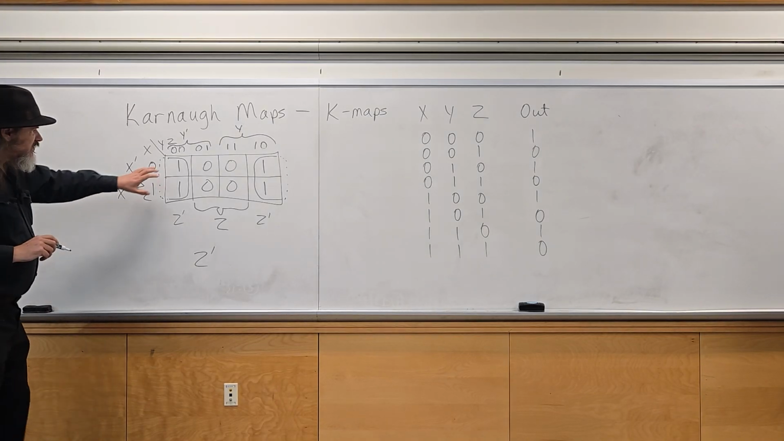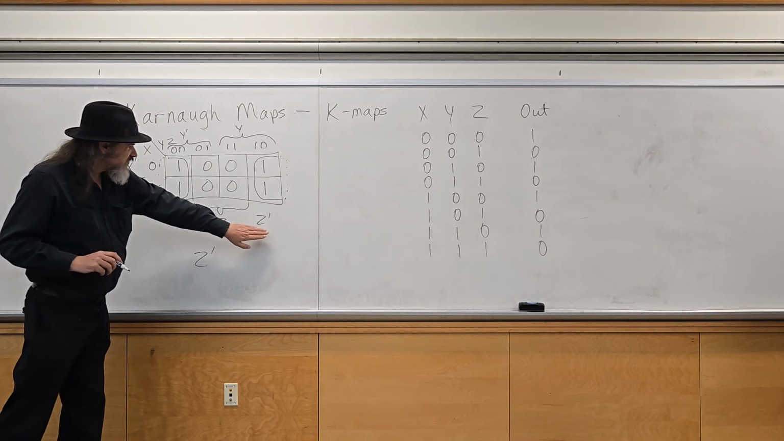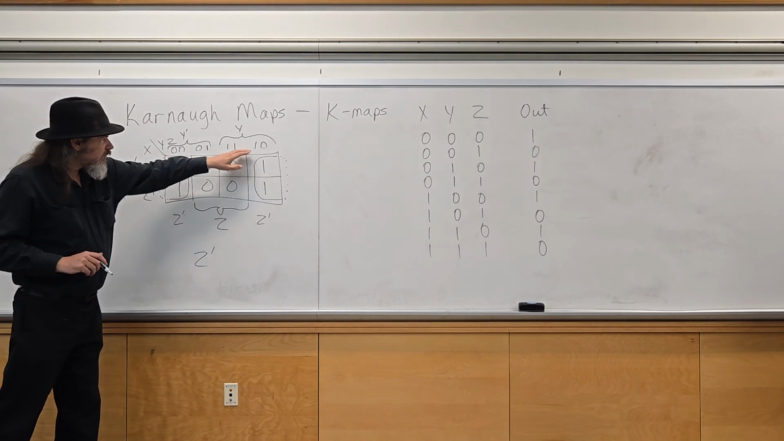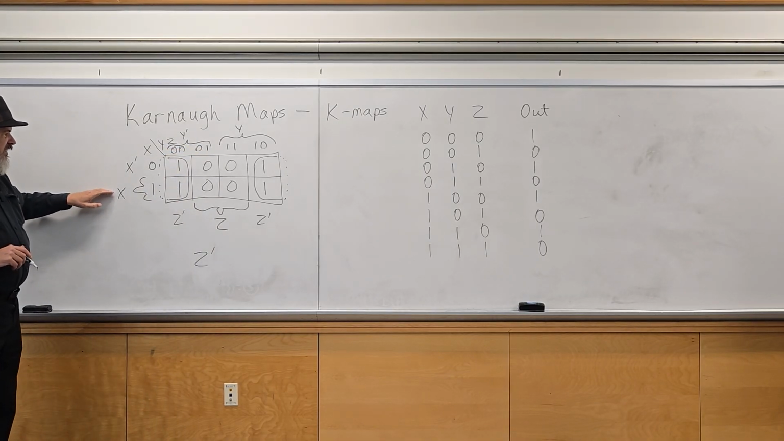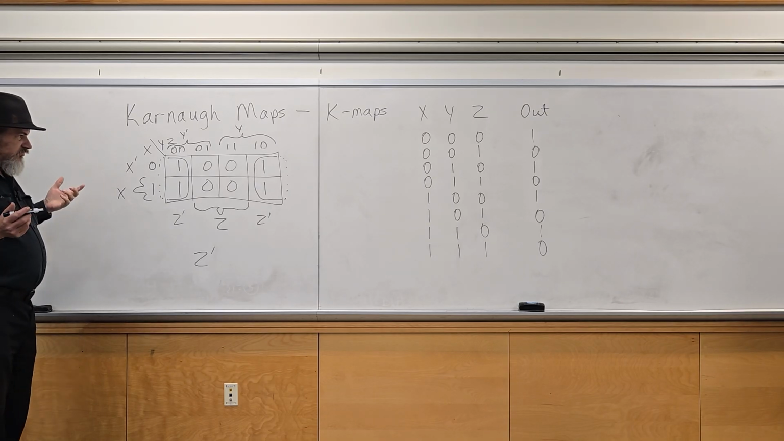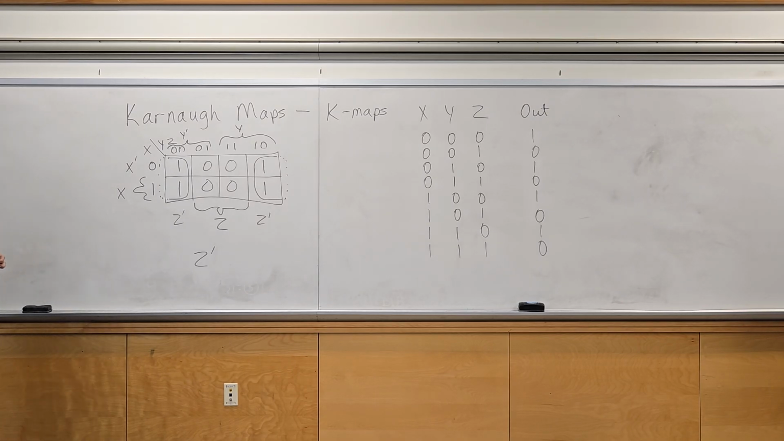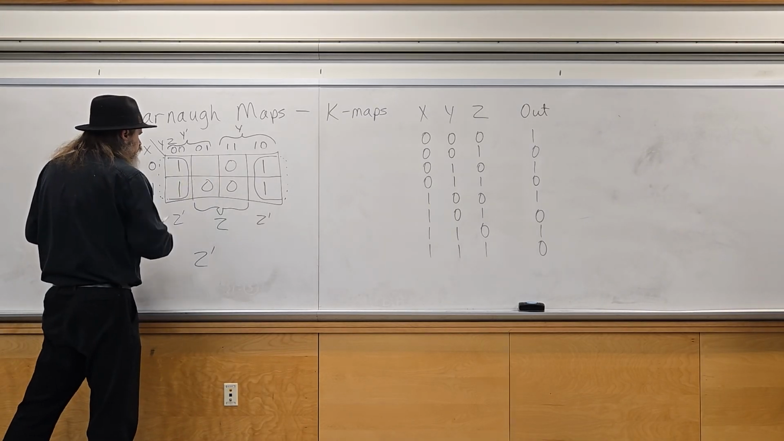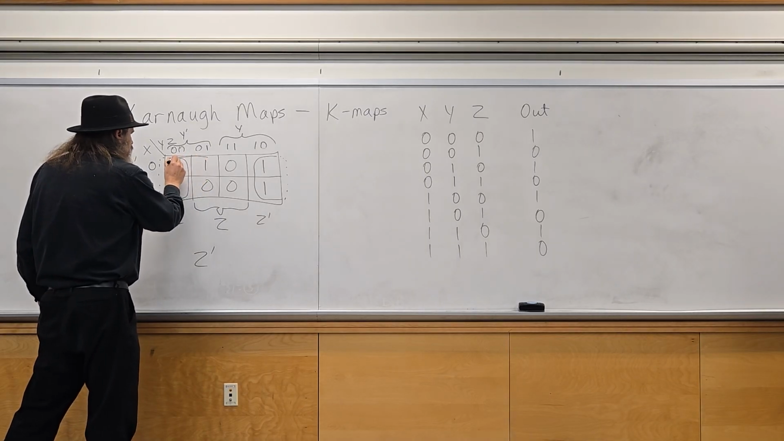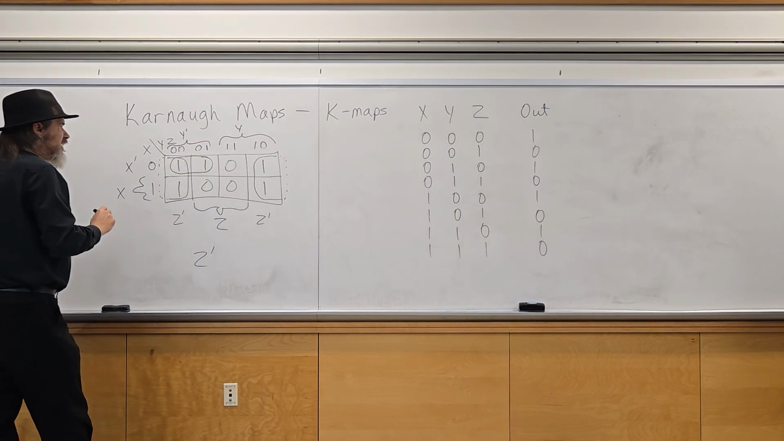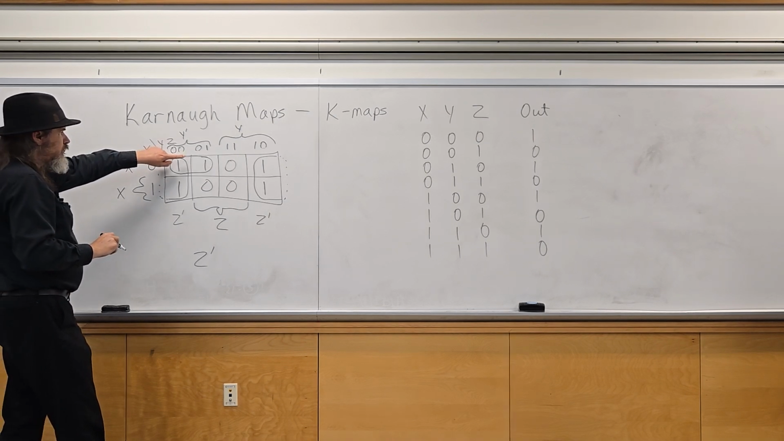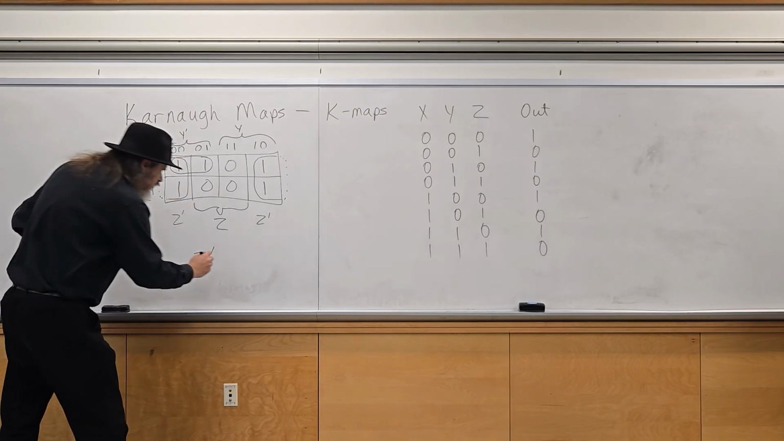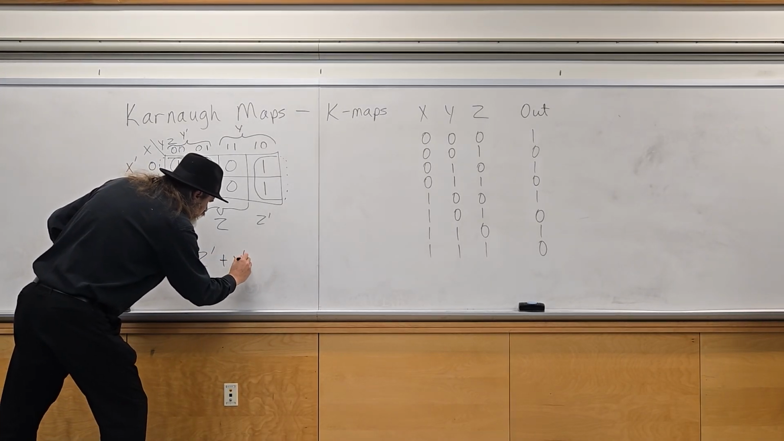As you can see, this group is all in the Z prime. It doesn't matter what Y is, and it doesn't matter what Y prime is. It doesn't matter what X or X prime are. So it's just Z prime. Now let's go ahead and add a term here, a 1 here. Then you have X prime, Y prime, and Z doesn't matter. So X prime, Y prime.